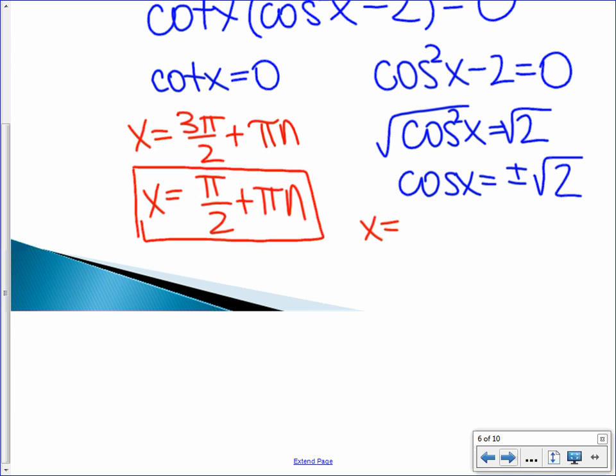What is radical 2? Oh, it's 1 point something. Cosine can't equal radical 2 because it's outside of the range. Man, that's too bad. But if it were positive, negative, radical 2 over 2, we would have to list all 4 of them.